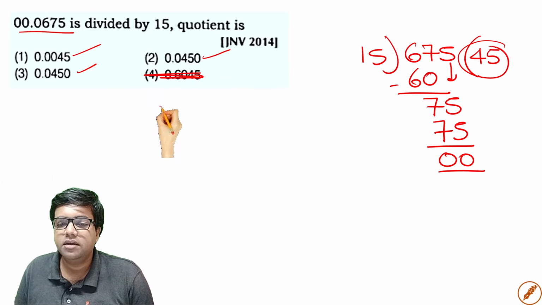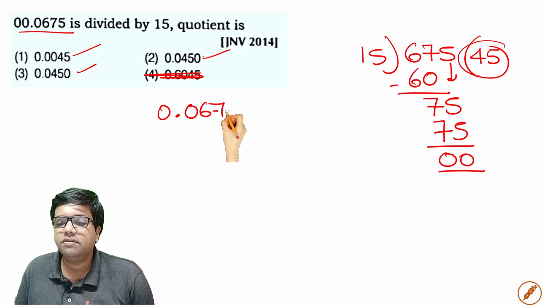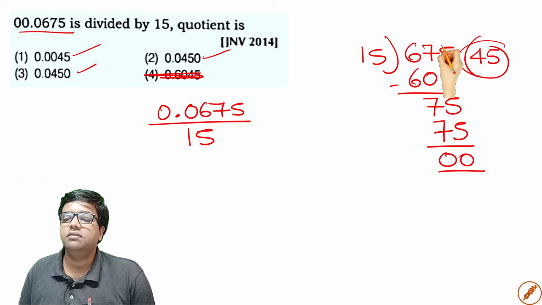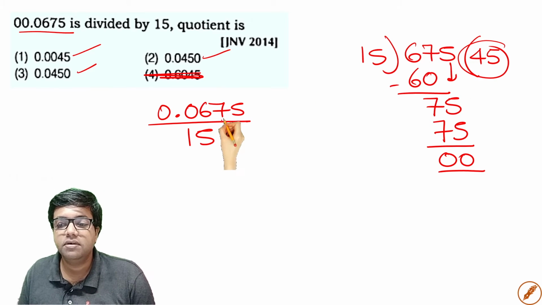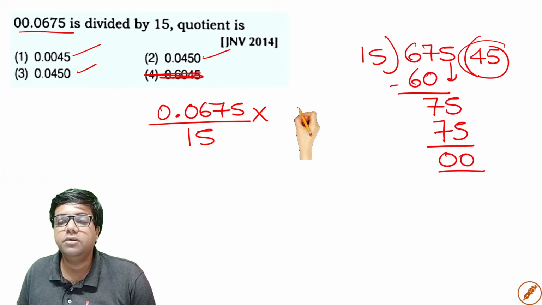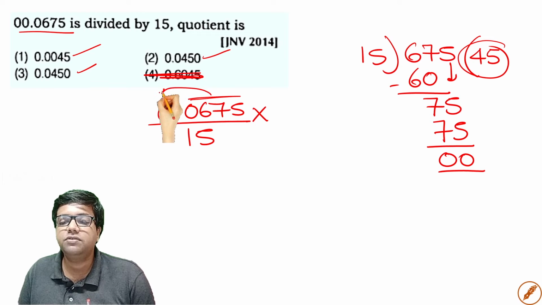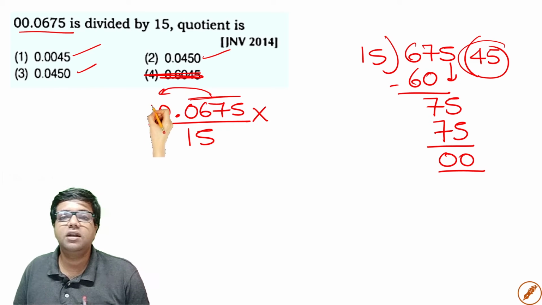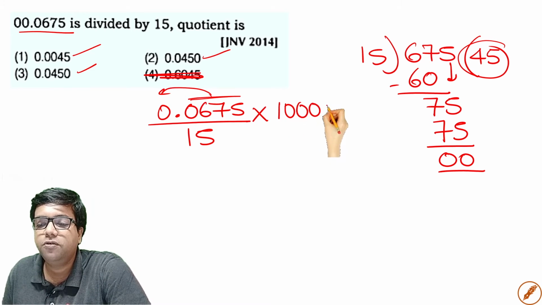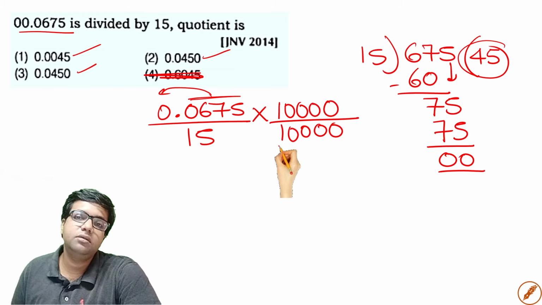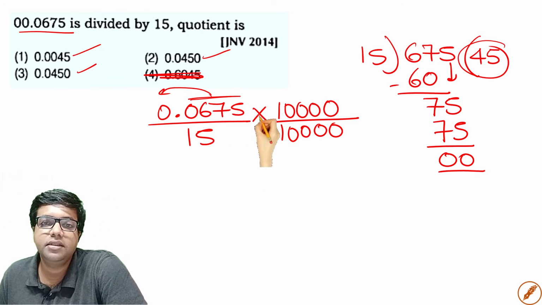So let's do this one. 0.0675 divided by 15. We divided only 675. In order to get 675, what number do you need to multiply here? 4 digits are there after the decimal point. In order to shift them to the left-hand side, you need to multiply by 4 more zeros. Similarly, when you multiply the numerator, you also have to multiply the denominator. Without multiplying the denominator, you can't multiply the numerator.